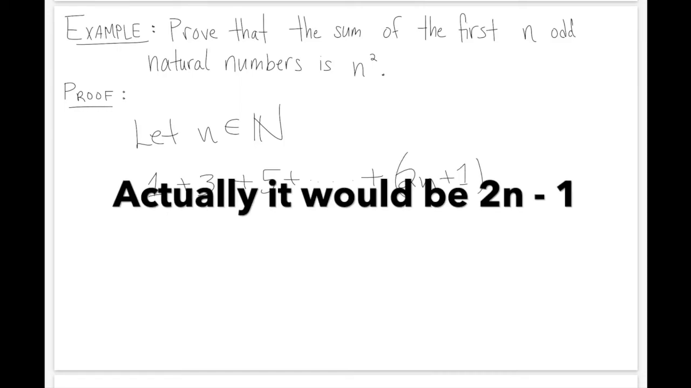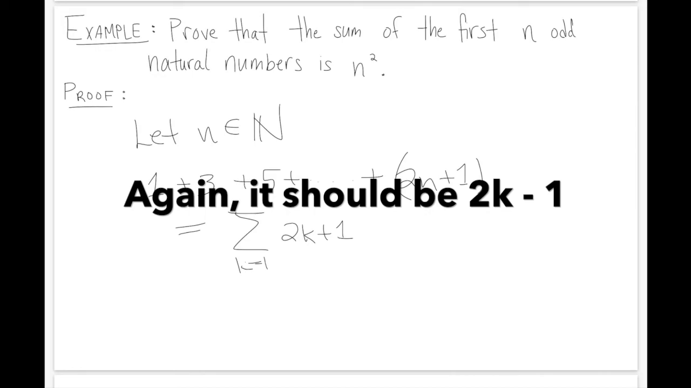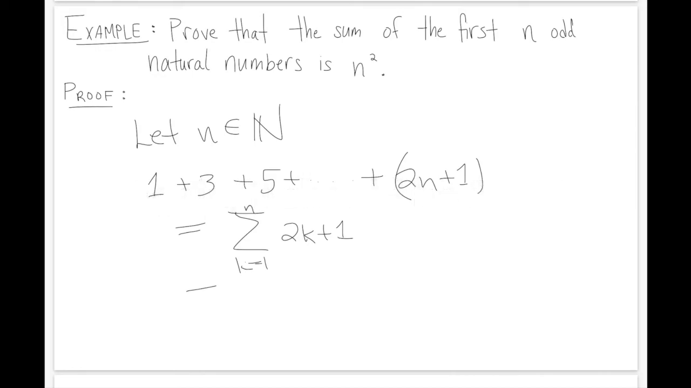And then you'd come up with some formula. You'd say, okay, well, that equals the sum of 2k plus 1, where k equals 1 to n. And then you'd do some more gymnastics, and maybe somehow you'd find out that that equals n squared.